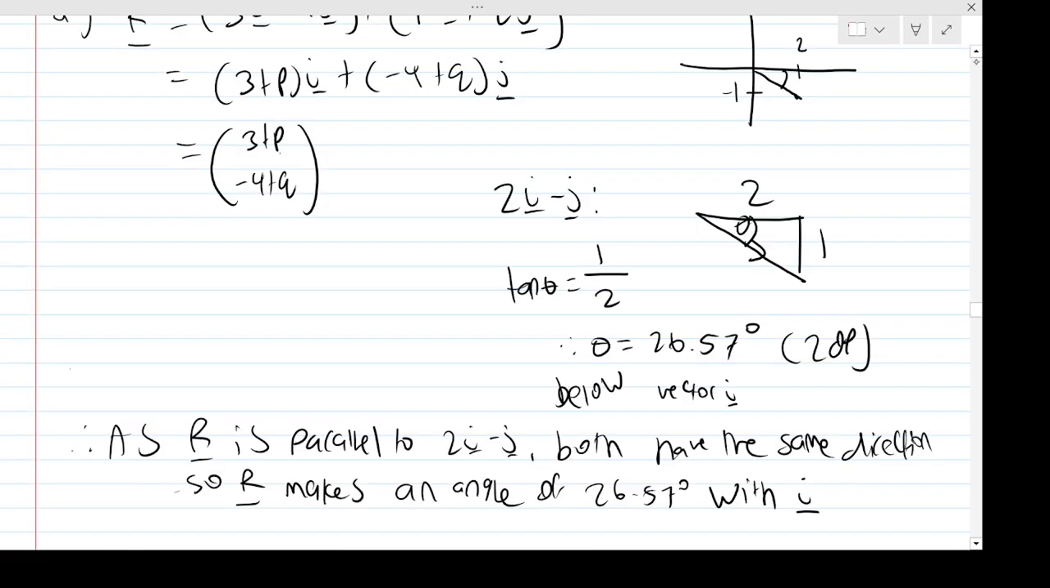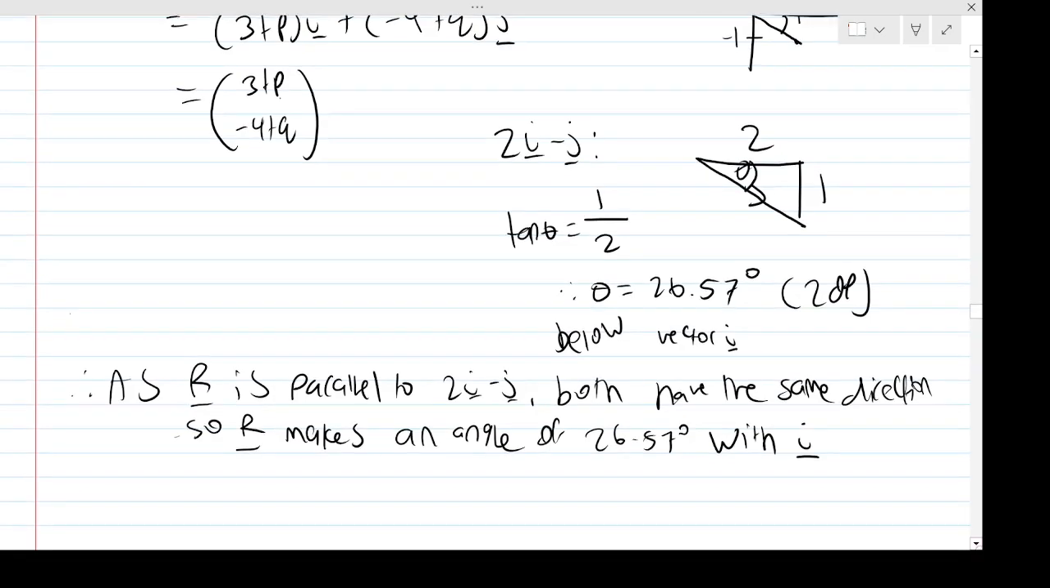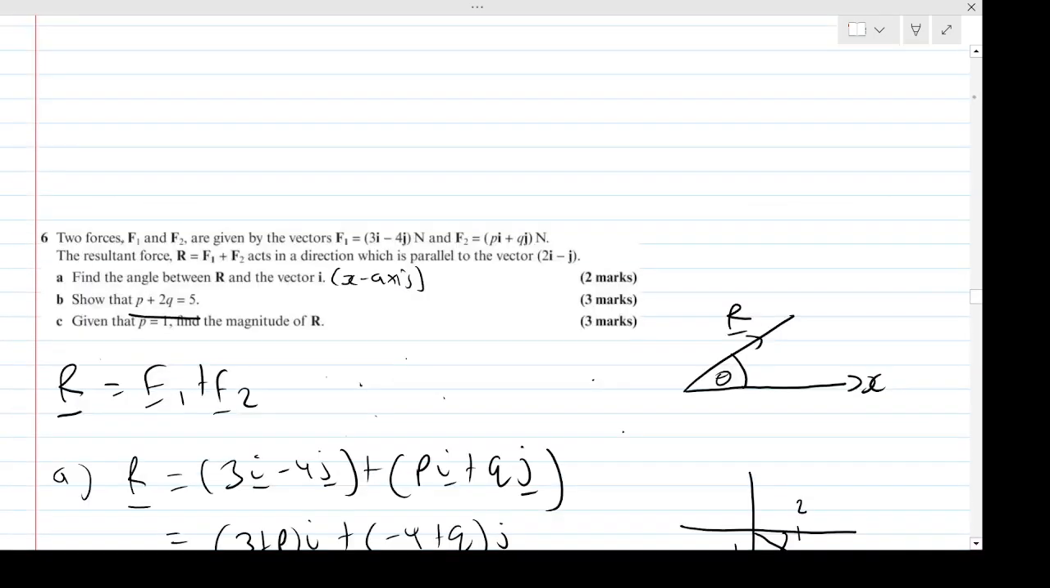Okay, right. So that's probably the hardest part of the question. Now, part B then says, show that P add 2Q is 5. Quite random, that is, just getting this random equation out of nowhere. But now we're going to look deeper into this idea of being parallel to this vector here.